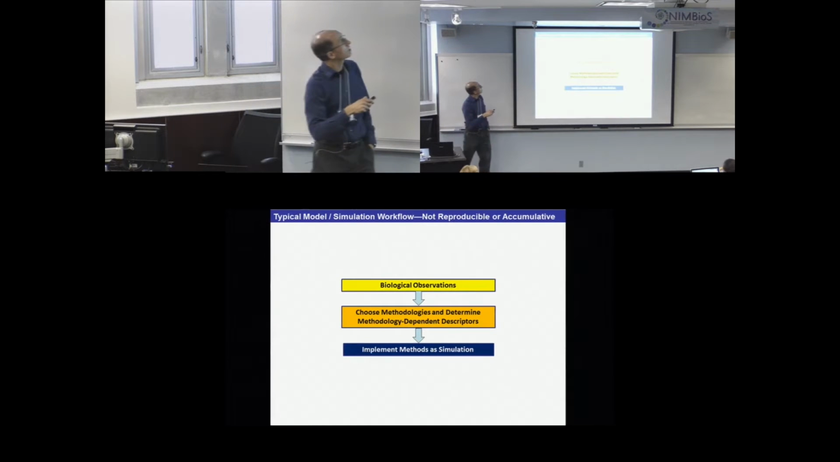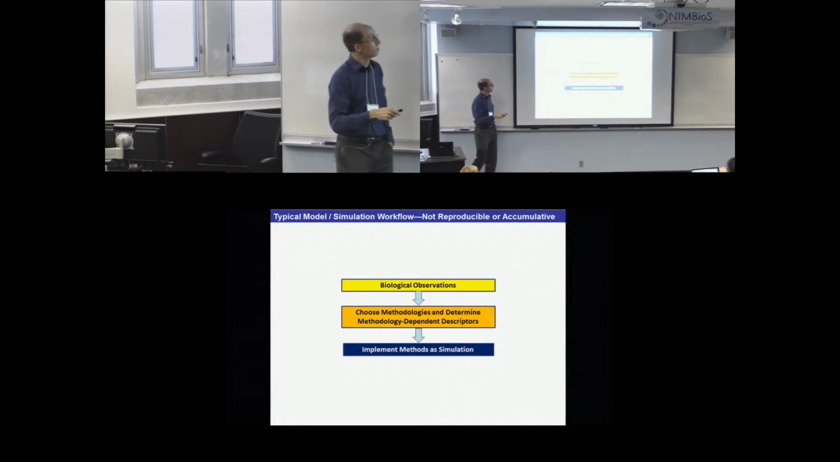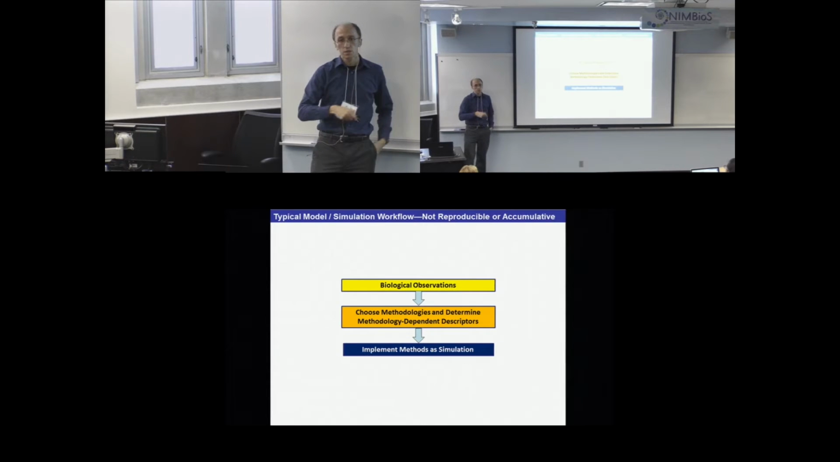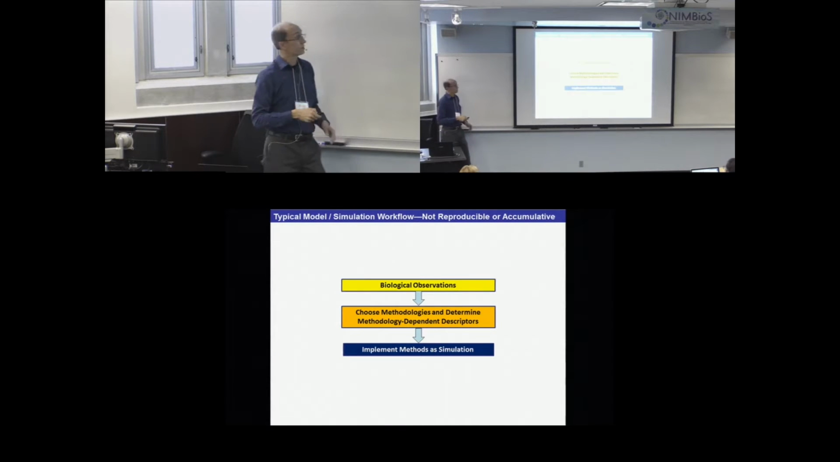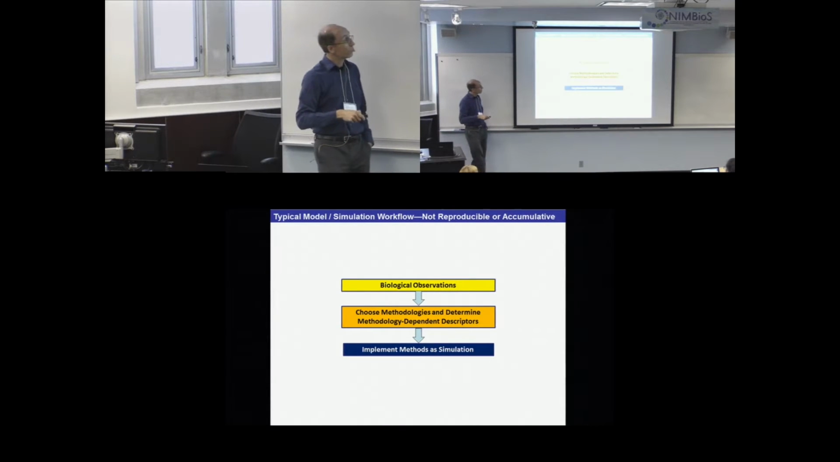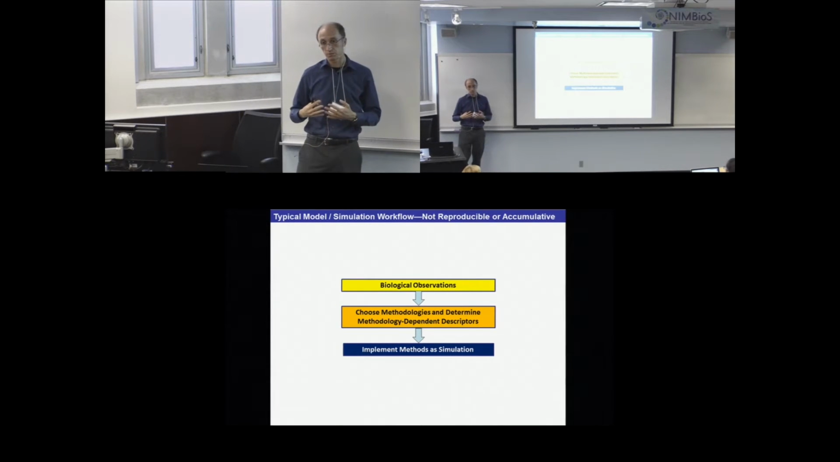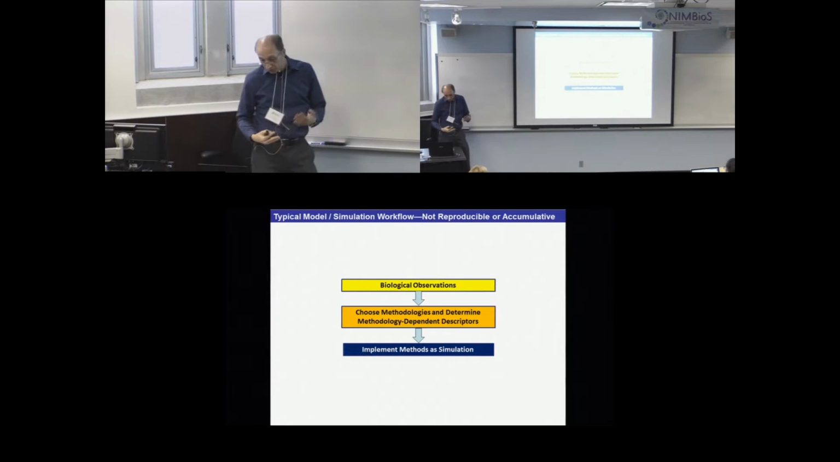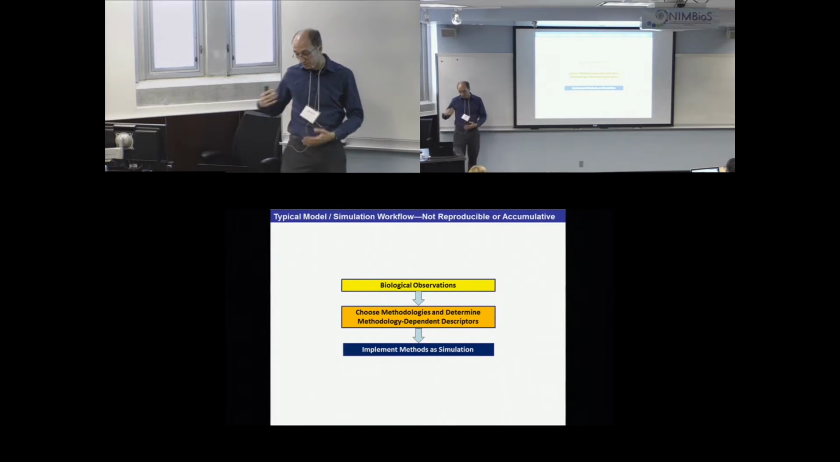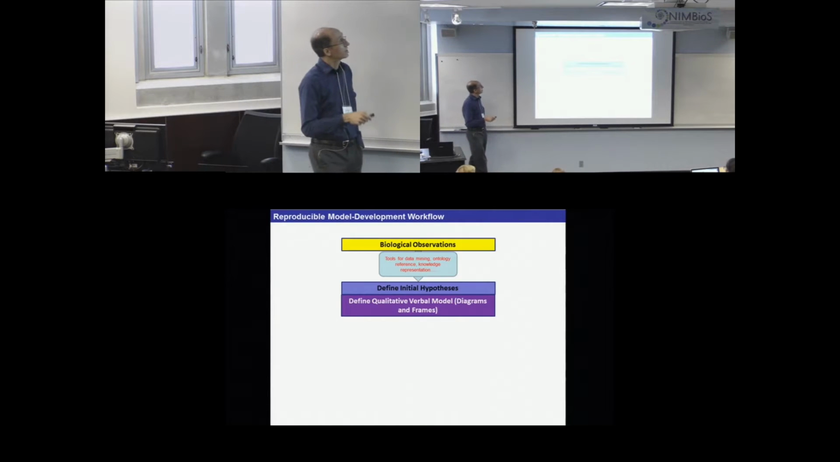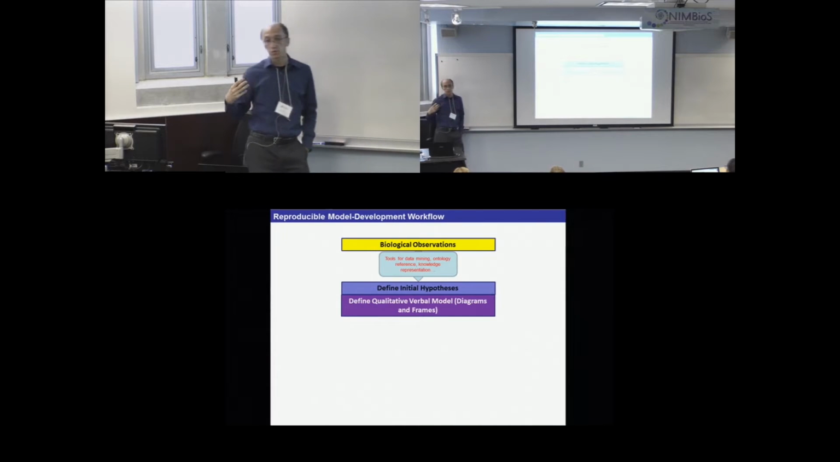And a typical simulation workflow looks like that. We start with a biological observation, then we choose methodologies, and we implement the simulation. Okay, and this is fantastic. This is quite the quick and dirty method. The problem with this workflow is that it's not reproducible. It's called hacking, so to speak. A better workflow is more involved, and it's more systematic, and I'm going to walk you through the steps, but at least it gives you a hope that your model in the future will be reproducible.